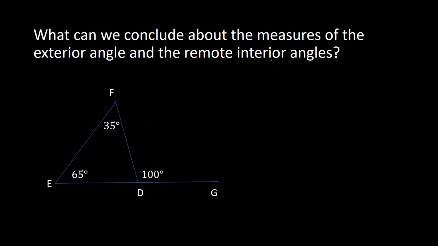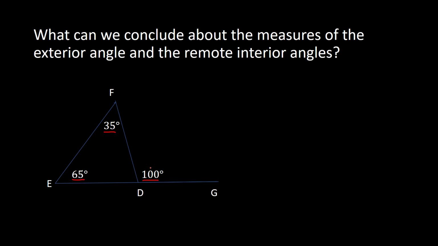Now using this picture, we're going to now put in some angle measures. So let's say this exterior angle is 100 degrees, and FED is 65 degrees, and EFD is 35 degrees. What can we conclude based off this picture about the measures of the exterior angle and the remote interior angles? Well, notice if we take the remote interior angles of 35 and 65 degrees and add them together, that's going to equal 100 degrees. And we'll find that that is always going to be true, where the remote interior angles will add up to be the same measure as the exterior angle.